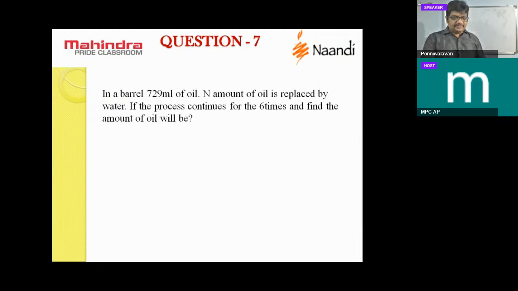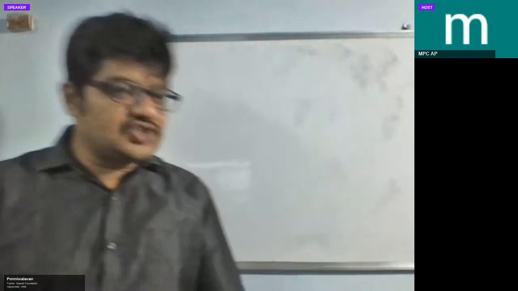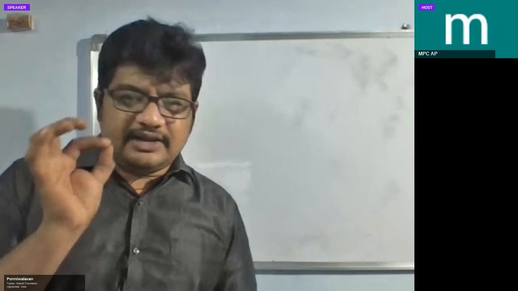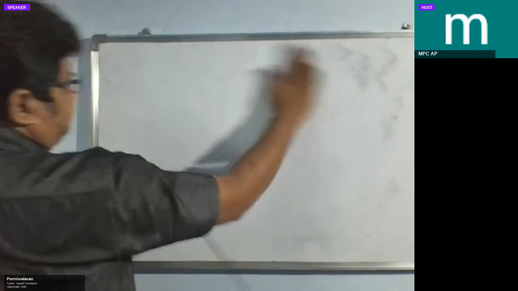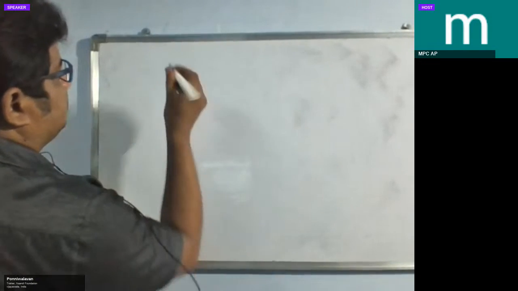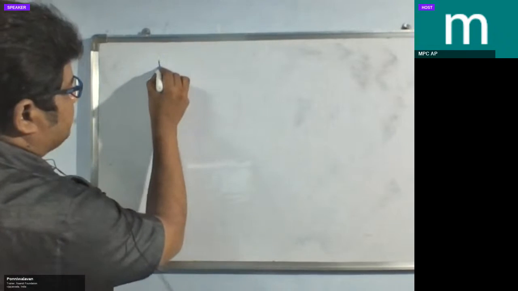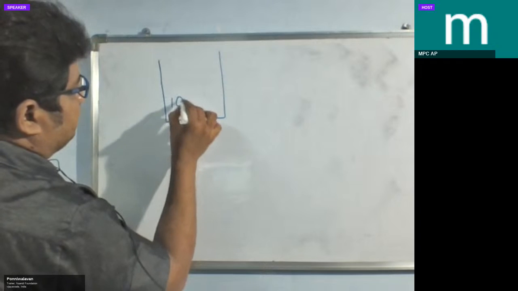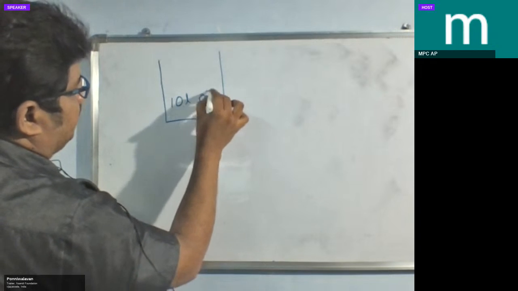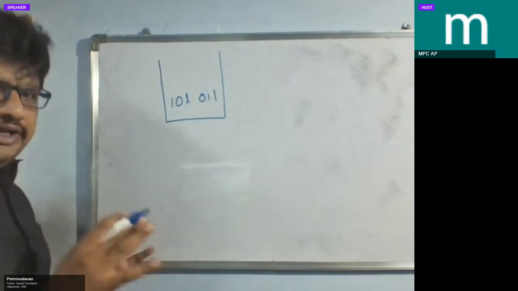Okay, listen. First, listen one thing. I will tell you with a small example. First, I understand what the question is. Okay. We'll start with 10 liters. There is a barrel and full 10 liters are oil.